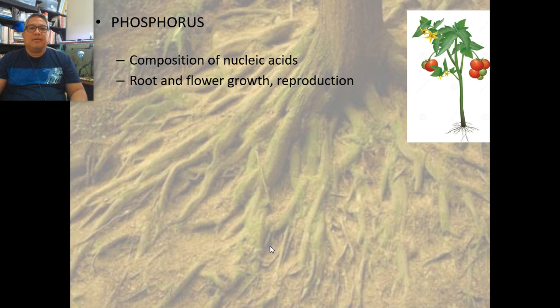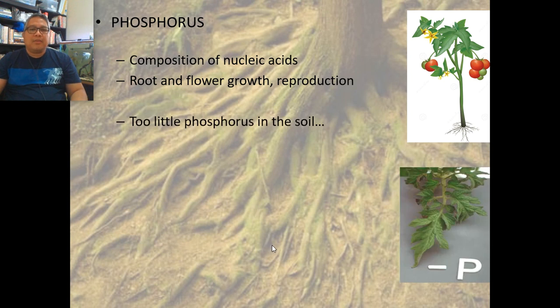Phosphorus, another macro element. Phosphorus is a component of nucleic acid. Okay, root and flower growth, reproduction. So it is important. So most likely, those who are growing flowers will be using this.